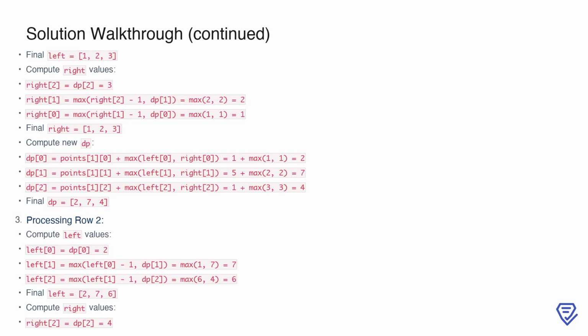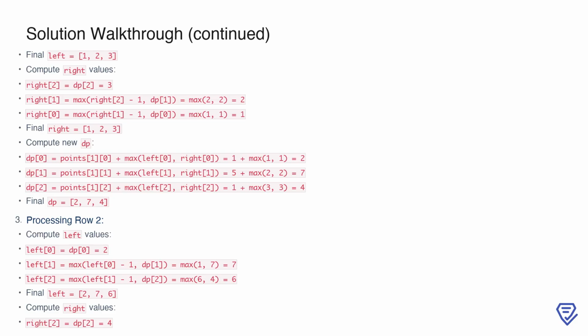Using the left and right arrays, we compute the new dp for the second row. For each column, we add the grid value at that position to the maximum of the corresponding left and right values. This results in a new dp of 2, 7, 4.